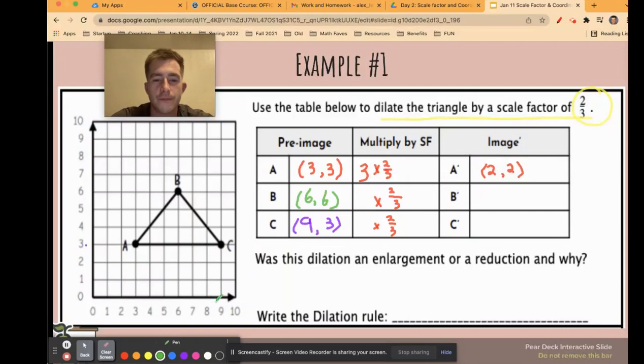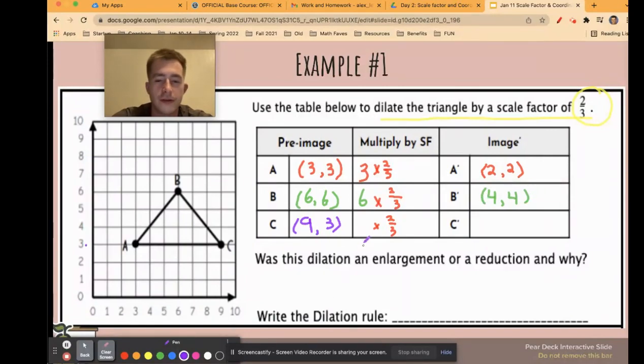All right, next one. For letter B, multiplying 6 times 2/3. If you try that in your calculator, you should end up with 4. And we have the same value for x and y, 6 and 6. So I know it's going to be 4, comma 4.